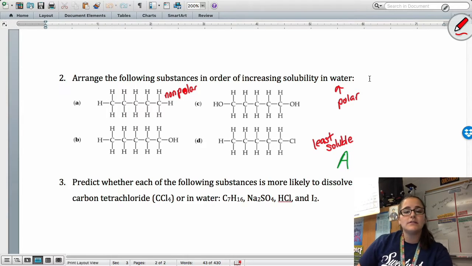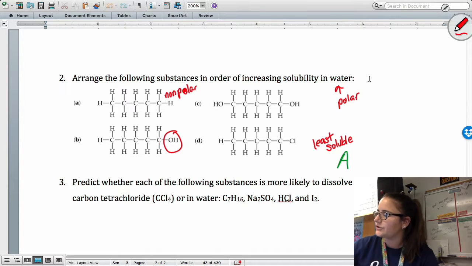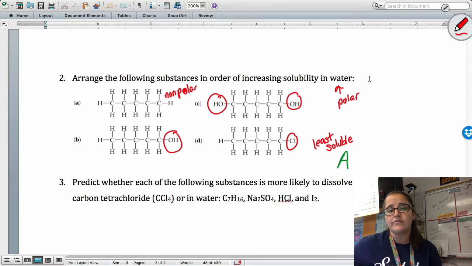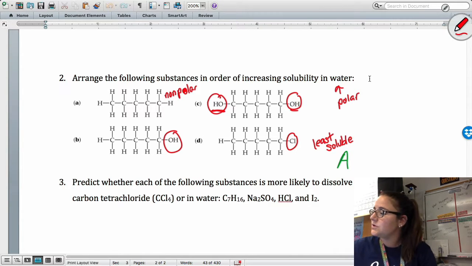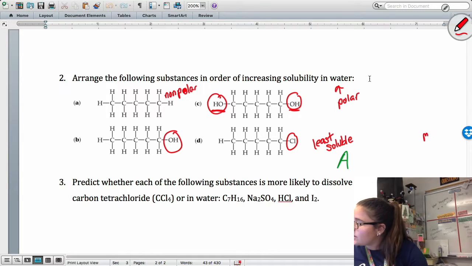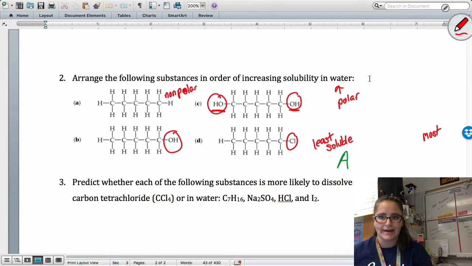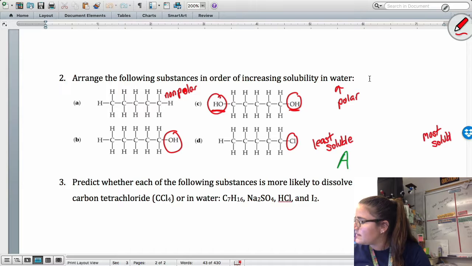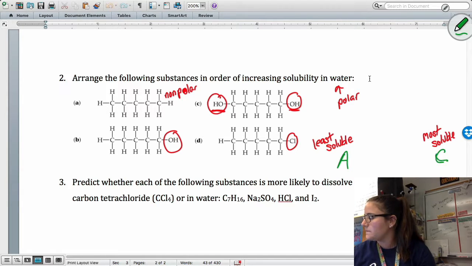Now let's look at the rest of them. This one has an OH group, this one has two OH groups, and then this one has that chlorine. So all three of these are going to be pretty polar molecules. Also, we have to think about those intermolecular forces. Water likes to form hydrogen bonds, so if it's with something else that can also form hydrogen bonds, it's going to be better able to dissolve that, because it's going to have a lot of interactions. If you look at C, it has two of these groups that could interact with water through hydrogen bonding. So it is going to be the most soluble compound.